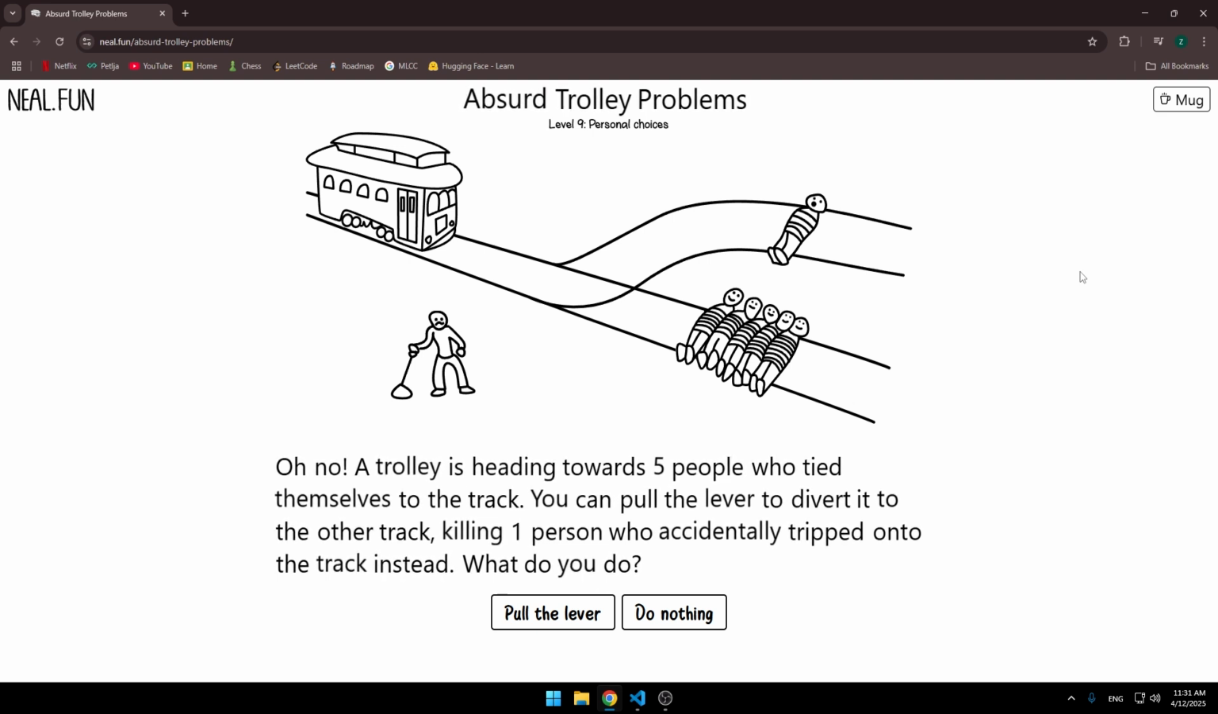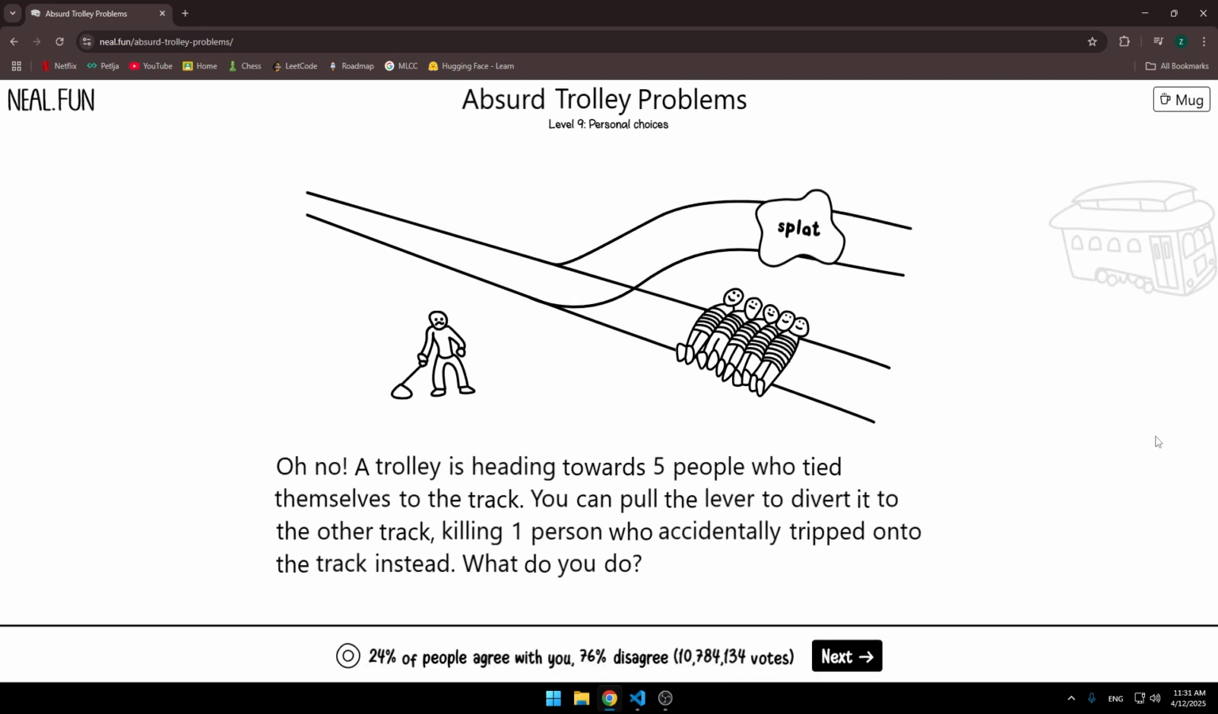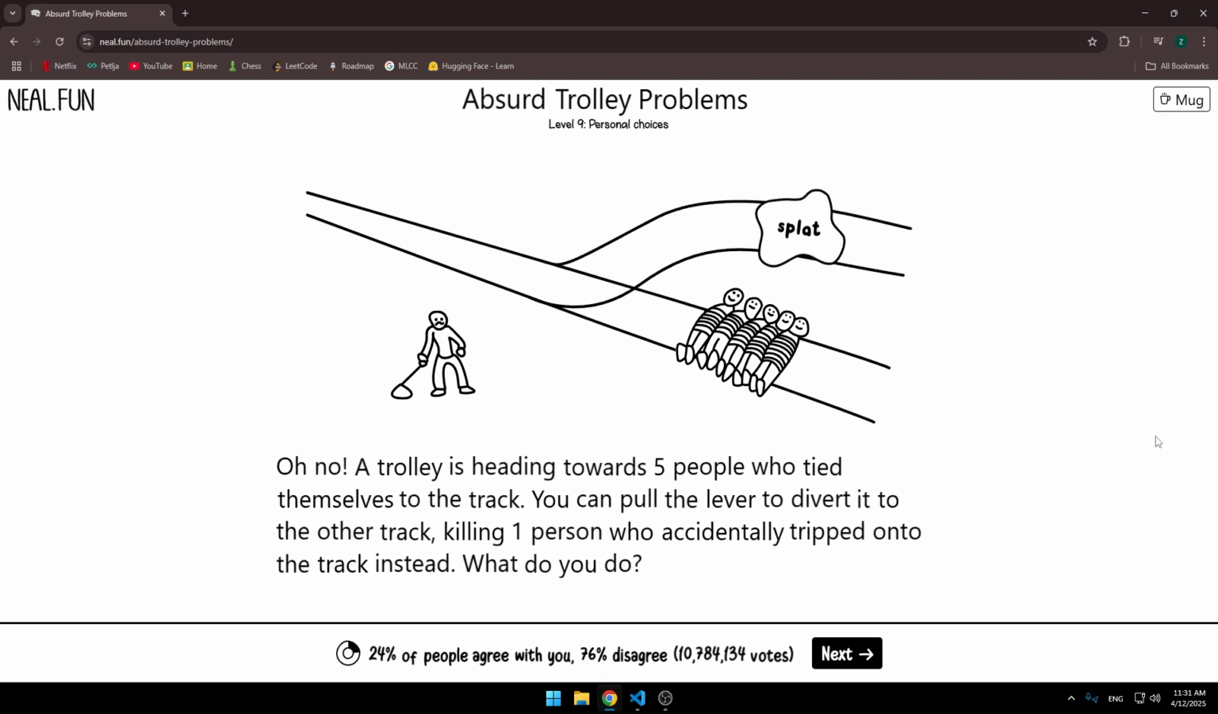Let's see. Pull the lever. It's the lesser of 2 evils. Sacrificing 1 life to save 5 minimizes overall harm. A utilitarian choice. It's grim but logically the best outcome. Yeah, the AI does not grasp the concept of people being stupid, so I guess we just pull the lever and kill the 1. Yeah, most people disagree.